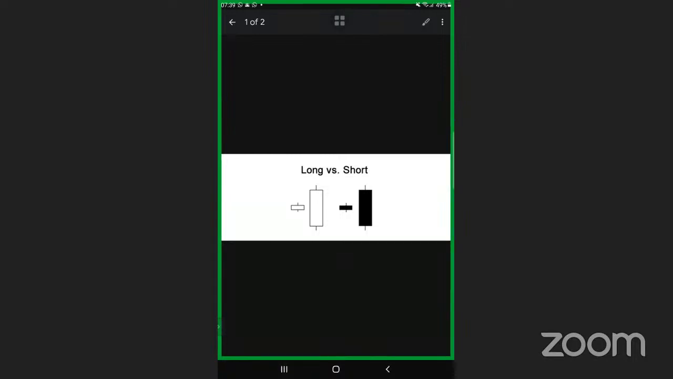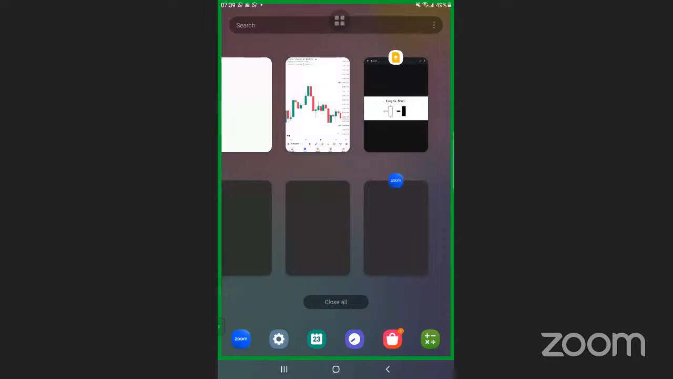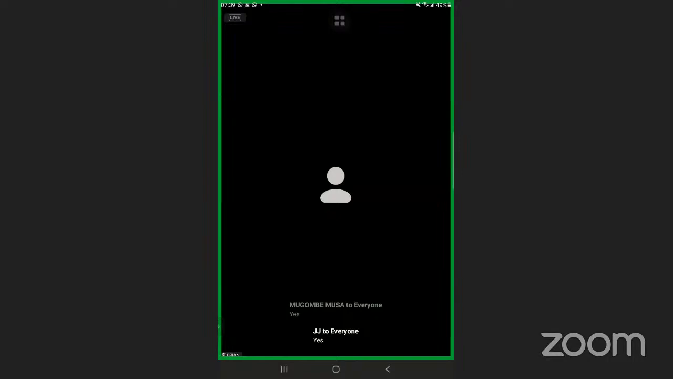Questions, guys? I can leave it here for today. It's enough. Questions, guys? Candlestick anatomy. That's what we were doing today.